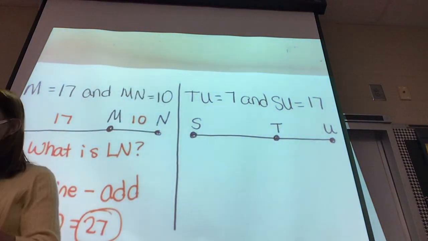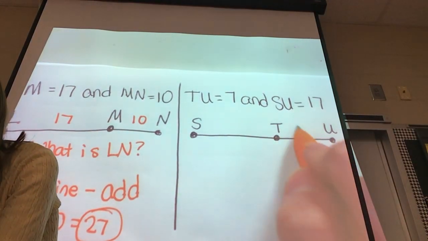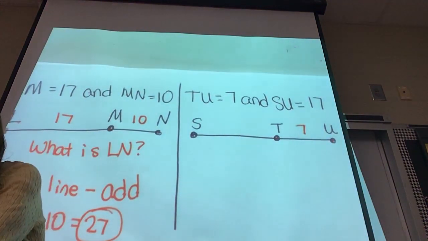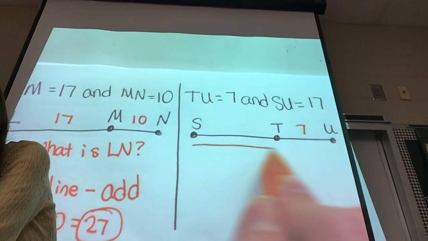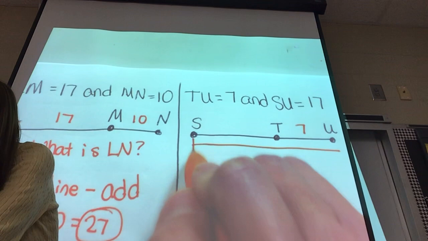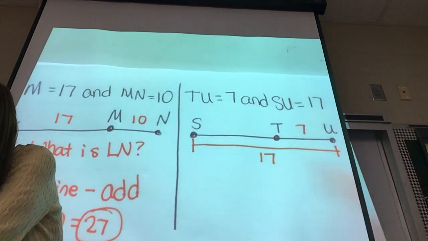Now, fill in what you know. You know that from T to U is 7. Now, S to U is what? 17. That's the whole line. So they're telling me that from one end to the other is 17.